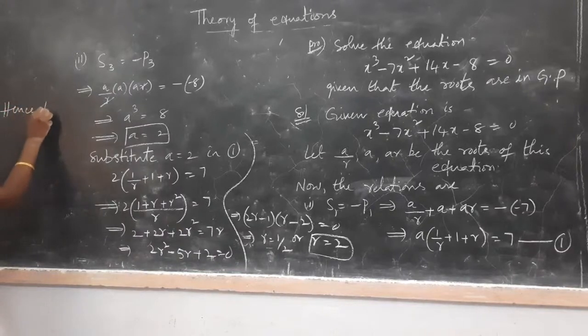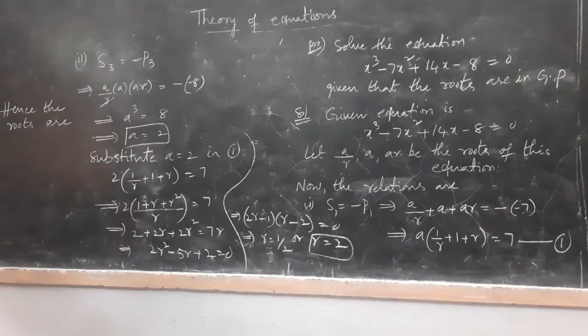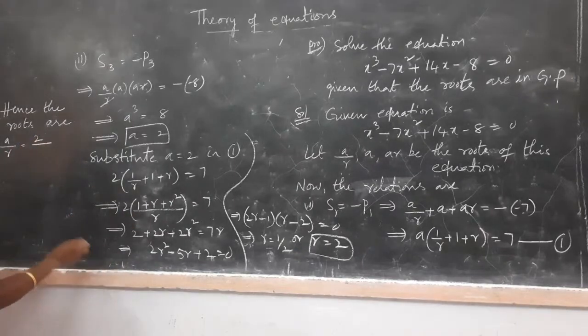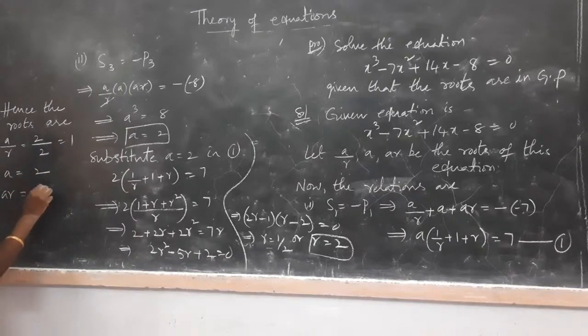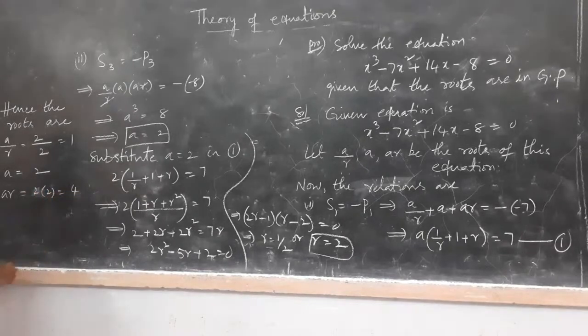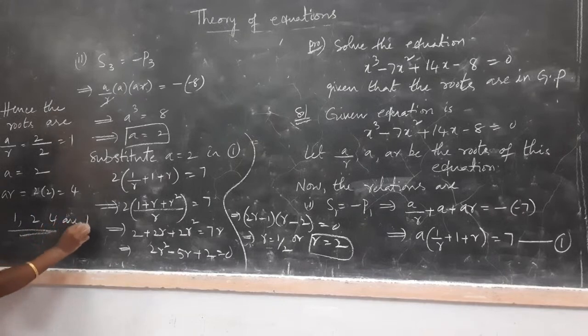Hence the roots are a by r, a, ar. a is 2, and r is 2. So hence what are the roots? a by r, a, ar. That is 1, 2, 4 are the roots.